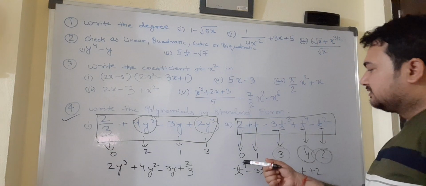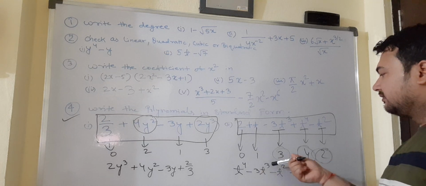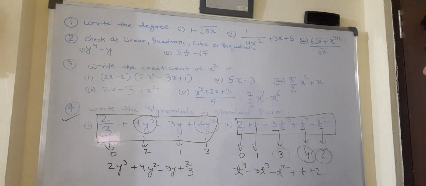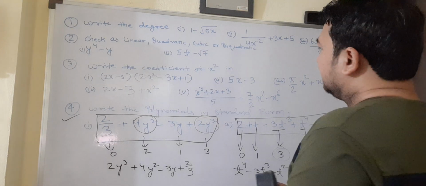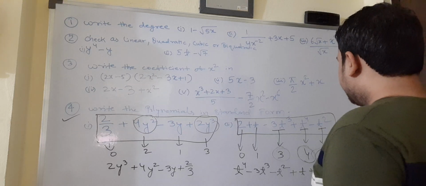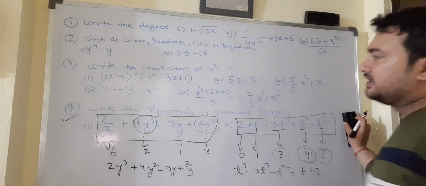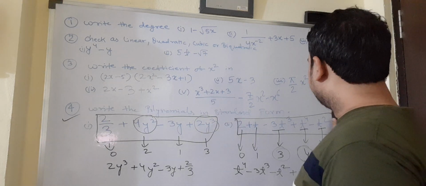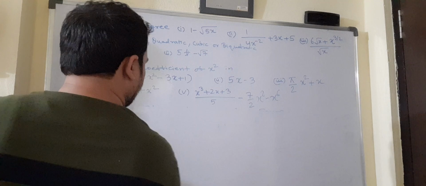Now check their orders, check the powers: power 4, variable with power 3, variable with power 2, variable with power 1 and variable with power 0. This is a constant. So you can arrange a given polynomial in standard form. It is not much difficult. This question is done.